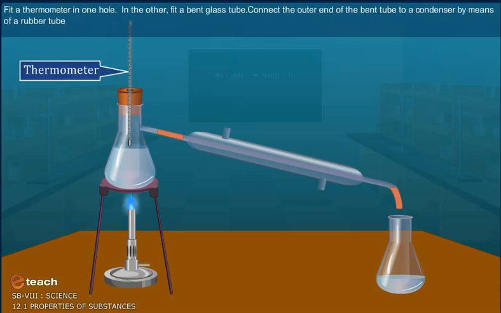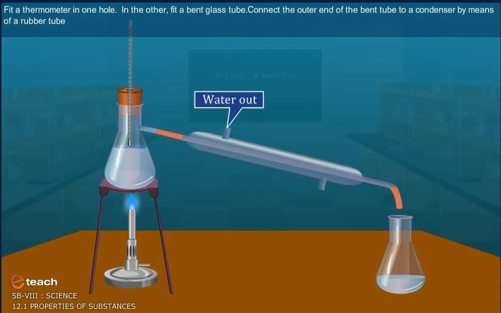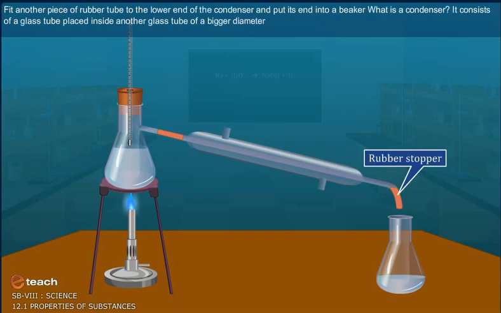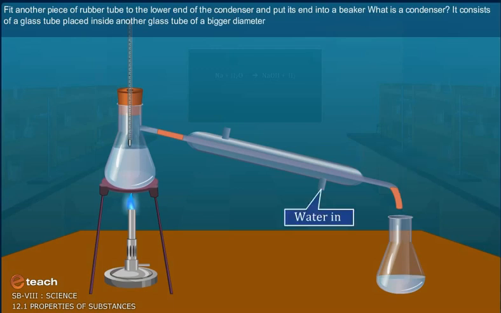Fit a thermometer in one hole. In the other, fit a bent glass tube. Connect the outer end of the bent tube to a condenser by means of a rubber tube. Fit another piece of rubber tube to the lower end of the condenser and put its end into a beaker.